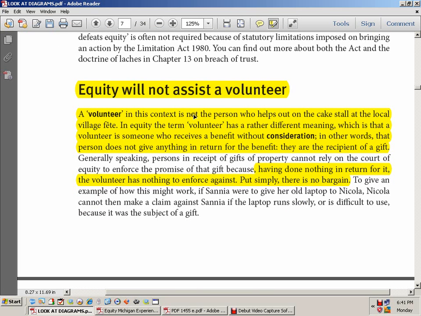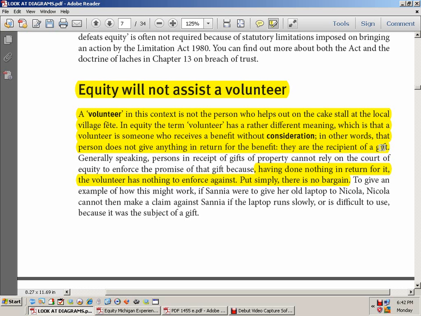Equity will not assist a volunteer. A volunteer in this context is not a person who helps out at the cake stall at the local village something or other. In equity, the term volunteer has a rather different meaning, which is that a volunteer is someone who receives the benefit without consideration. In other words, that person does not give anything in return for the benefit. They are a recipient of a gift.